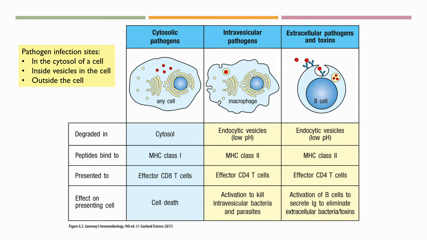And if it's extracellular, then that's going to require presentation either just directly to B cells that are eliminating it by producing antibodies, or you can have antigen presentation through MHC class 2, so it presents it to CD4 T helper cells, and the T helper cells can then take it to a B cell to eliminate those extracellular pathogens through antibody production.